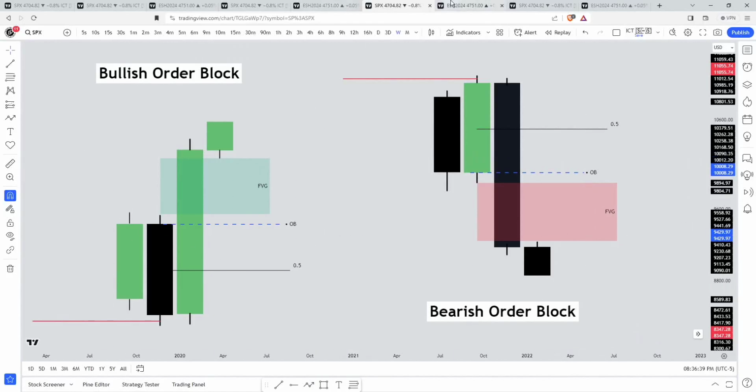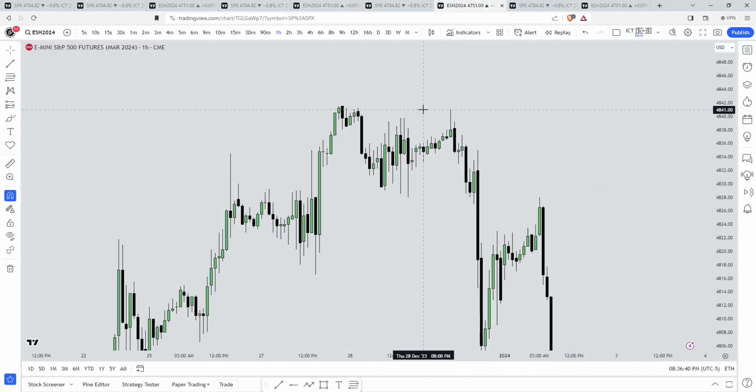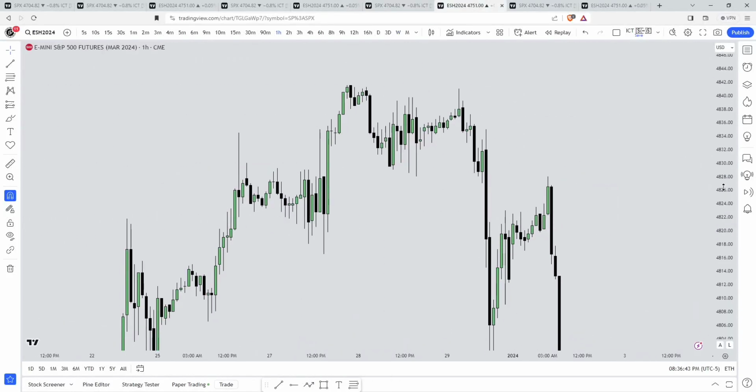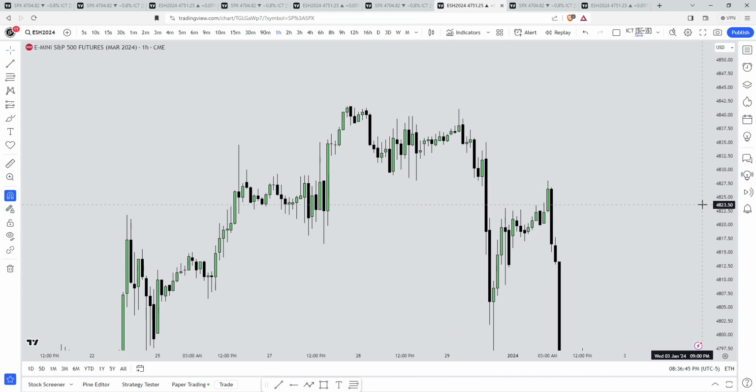This is a bullish and bearish order block. If we take a look at a chart, you can go ahead and mark out the order blocks that you see, and then I will mark them out on my chart. So I'm going to mark out some bullish and bearish order blocks in a second.